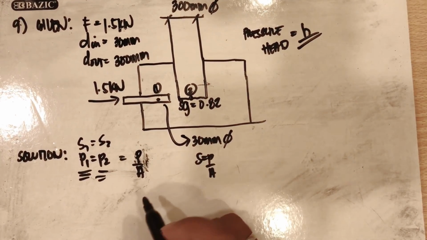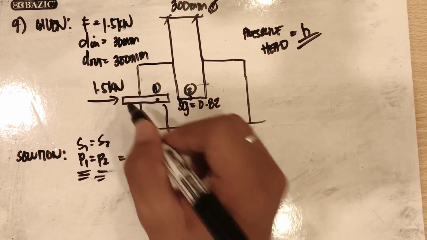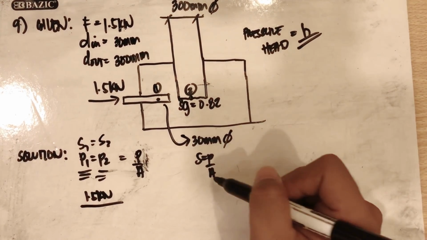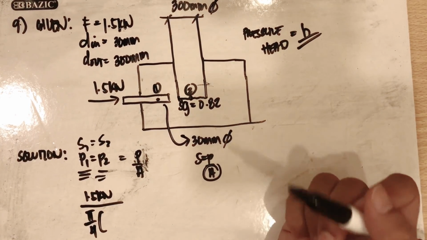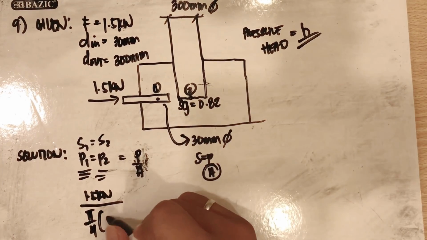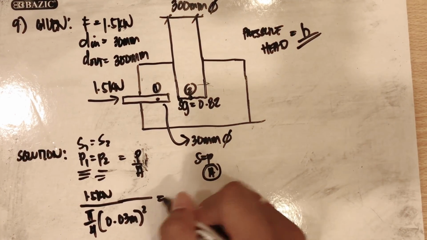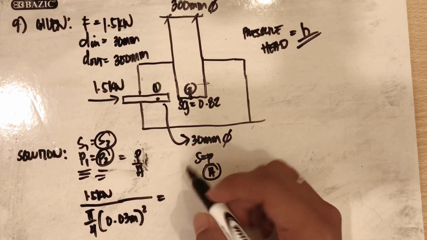S1 is equivalent to S2. So, P divided by A. So, dito muna tayo sa input. So, 1.5, yung force niya, kilonewton, divided by area. So, pi divided by 4 times d squared. So, ano ba yung diameter niya dito? So, 0.03 meters squared. Equivalent to stress 2 or pressure 2, equivalent to P divided by A.